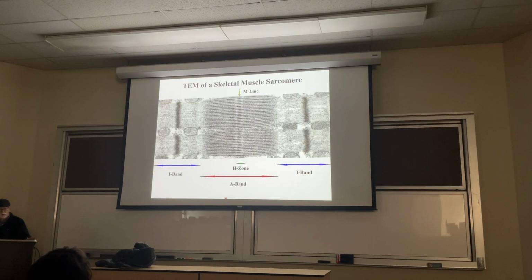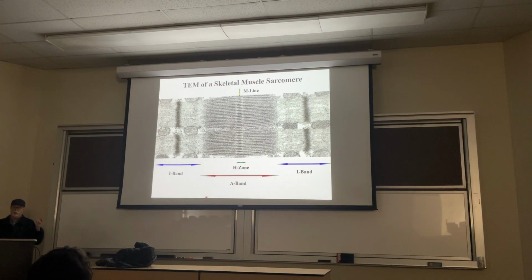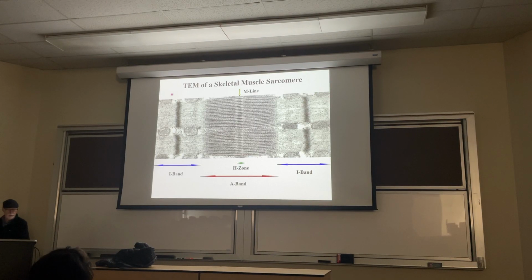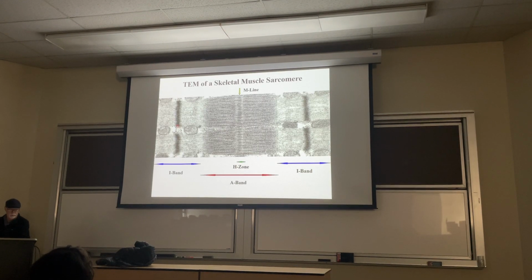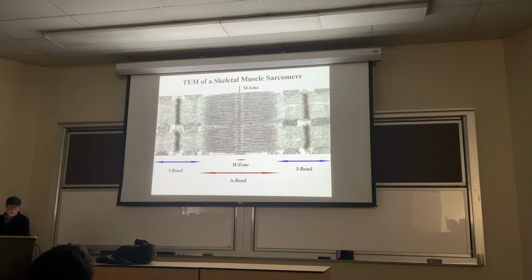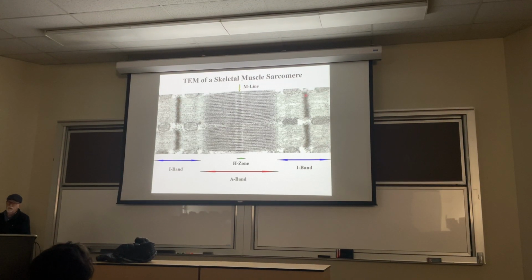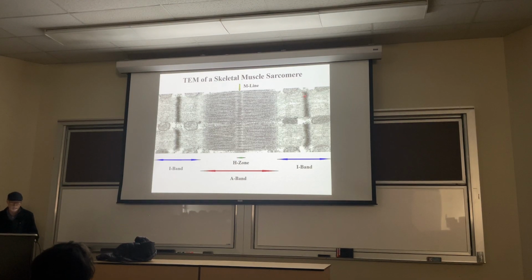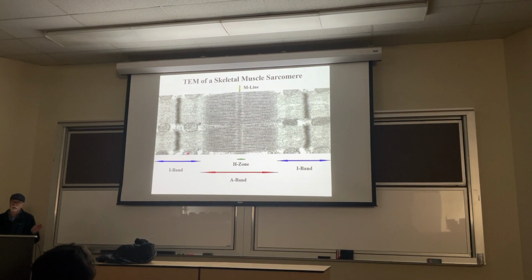Here it is where we can see it a little more easily. We've blown it up, made it a little bit bigger. This is the Z line right here. This is the other Z line. So from one Z line to the next Z line, that's one sarcomere. The I band is where you have only actin from adjacent sarcomeres, like from here and here.